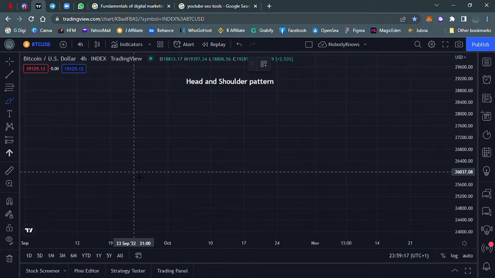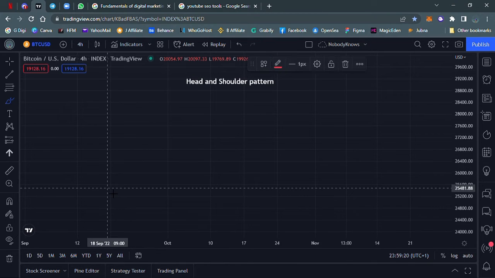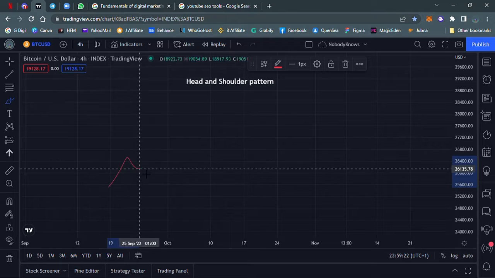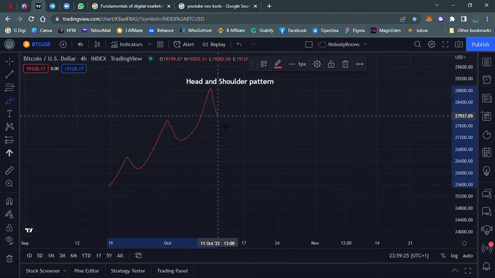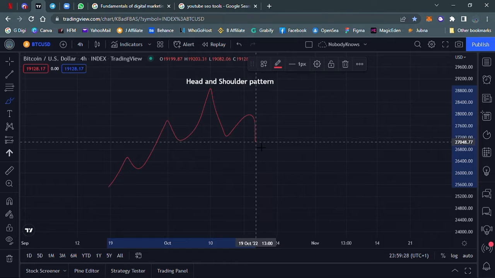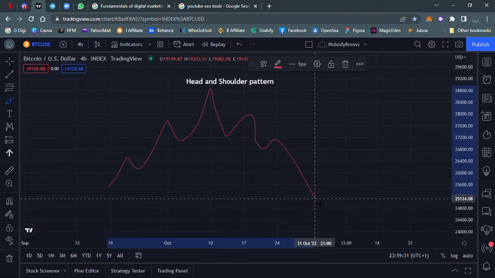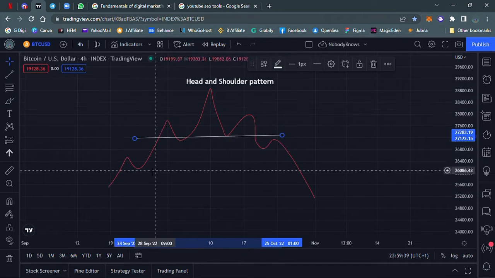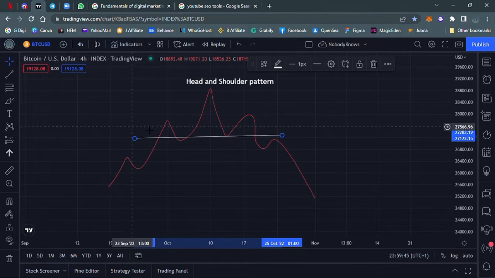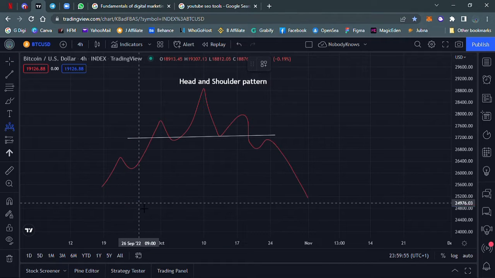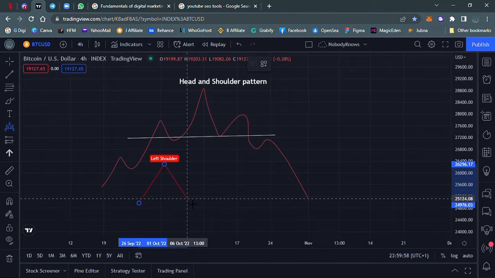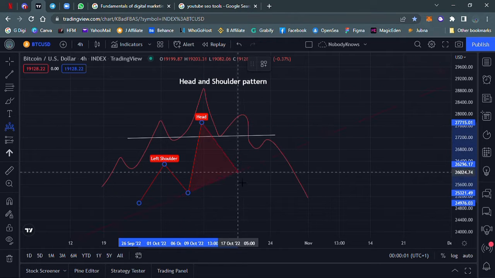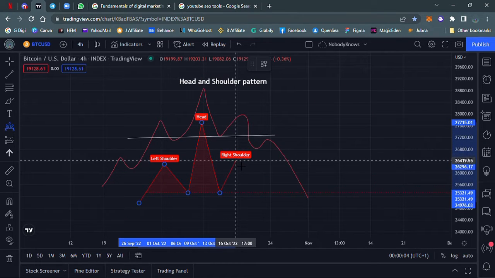Now, how does this usually look in the market? You see, when you have your market looking something like this and it comes up, let's just say something like this, then you have something like this. This I'm going to show you. All right, so we have a head and shoulder pattern here, which is a bearish reversal pattern. Yes, this is going to help us out better.